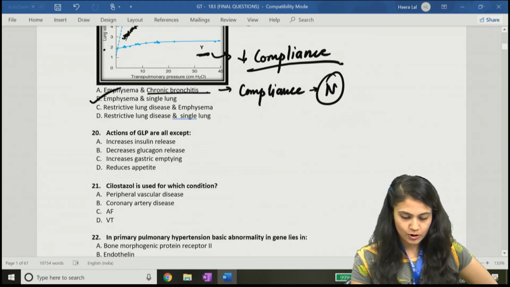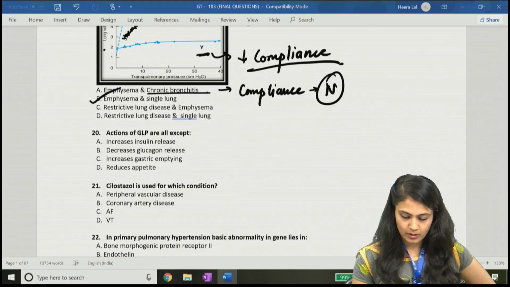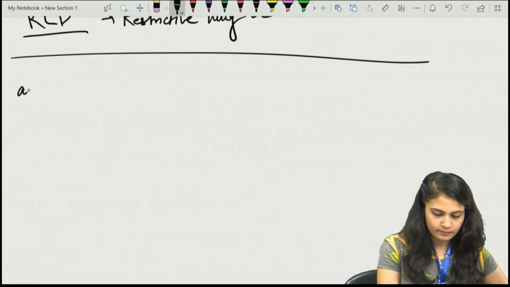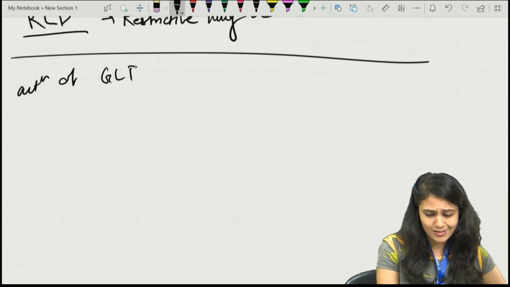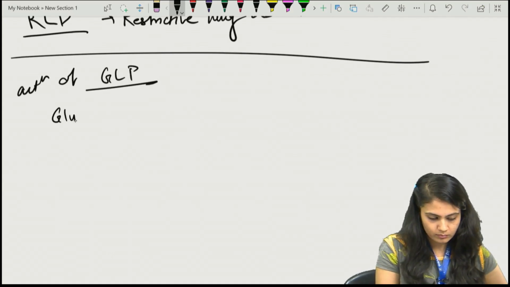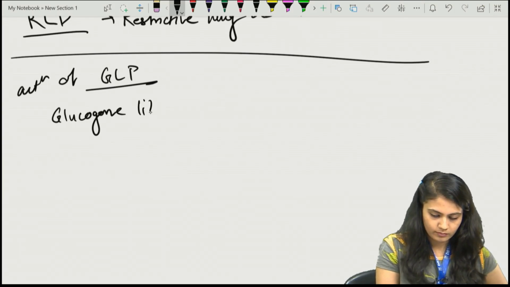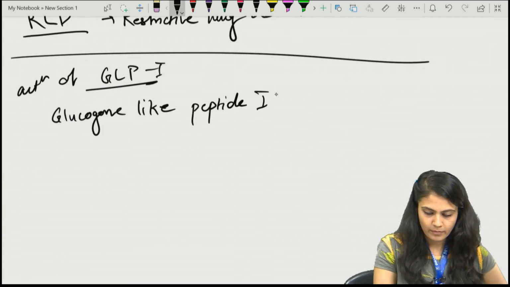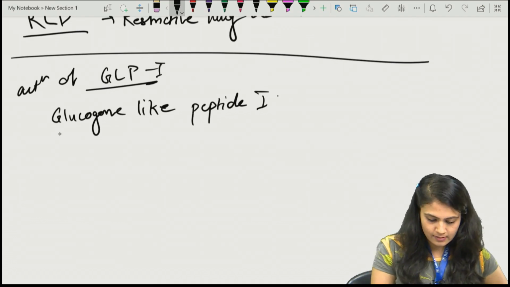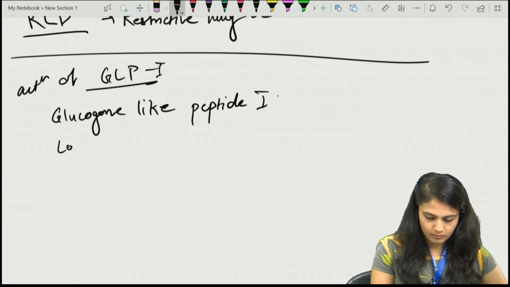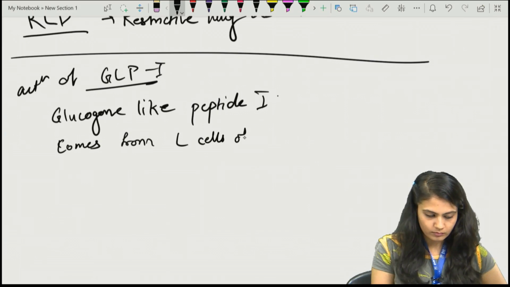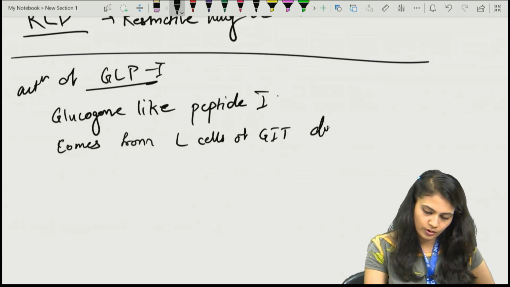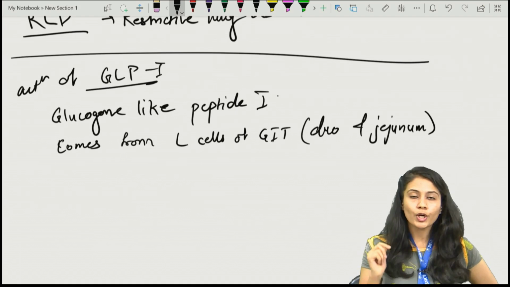Moving to the next question: action of GLP, all except. So quickly let's see the action of GLP. What is GLP? It's glucagon-like peptide 1. Where does it actually come from? It comes from the L cells of the GIT, which is the duodenum and especially the jejunum.